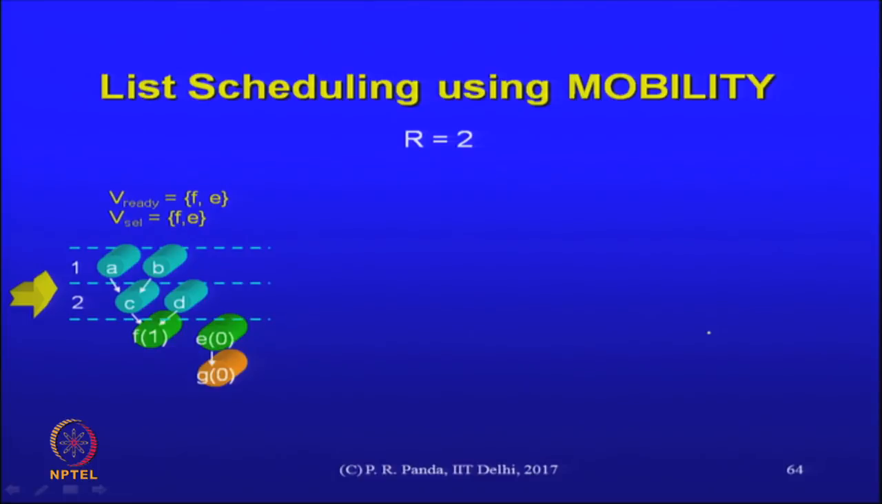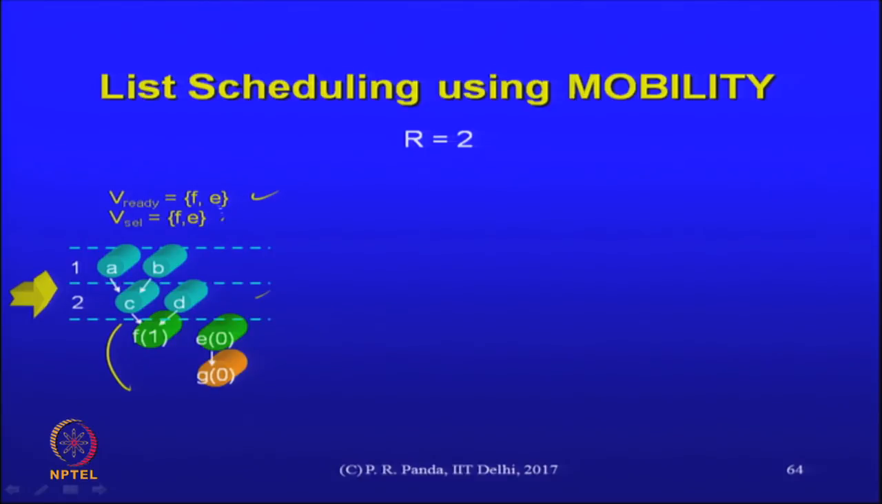So, let us just pick up C and D for no particular reason, it is just a random subset out of the 3. So, if you schedule them into clock cycle 2, then that is what is left, and my ready list now consists of E and F.